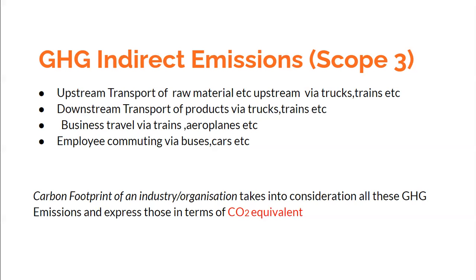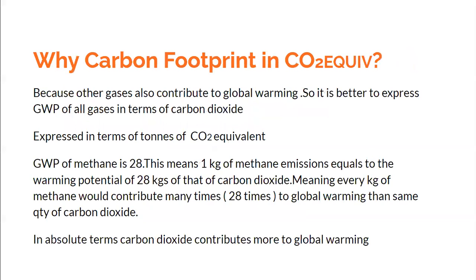And as we said, we need to express all these emissions, scope 1, scope 2, and scope 3, in terms of carbon dioxide equivalent. Now, why is the carbon footprint expressed in CO2 equivalent? Because other gases also contribute to global warming. Hence, it is a better idea to express the global warming potential of all the gases in terms of carbon dioxide emitted.